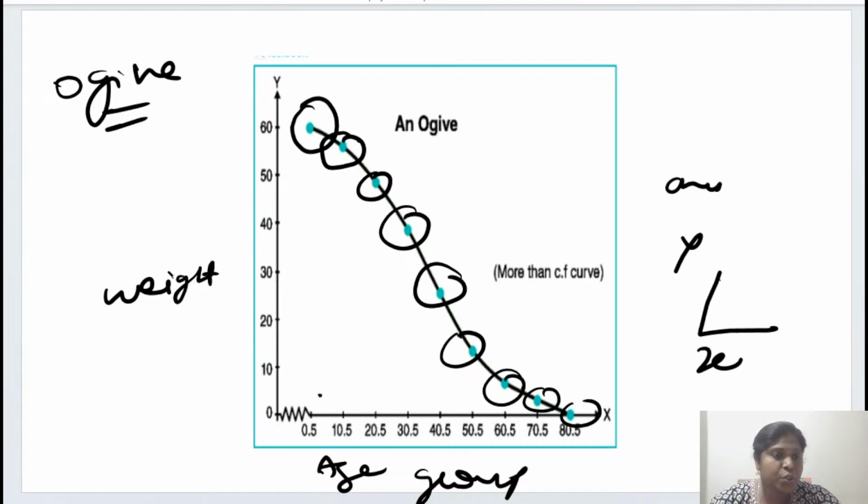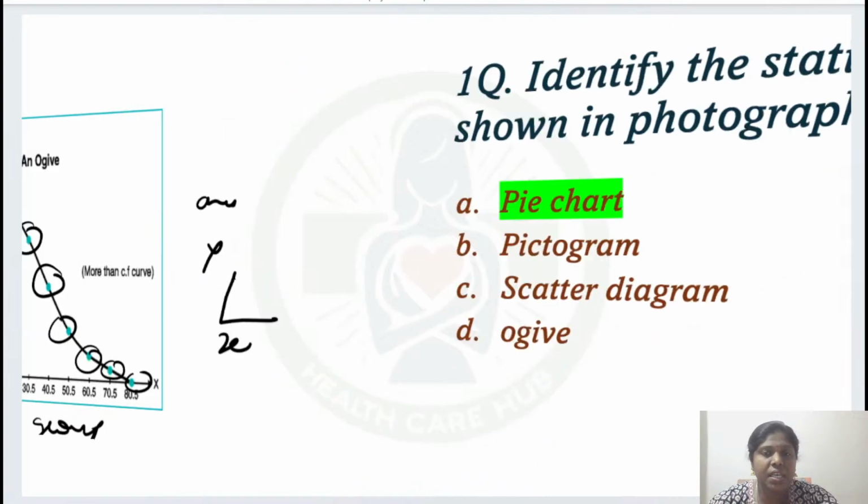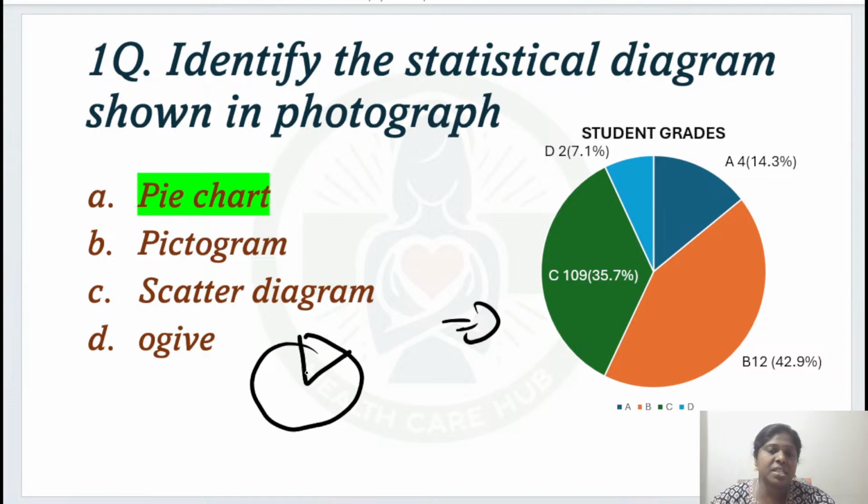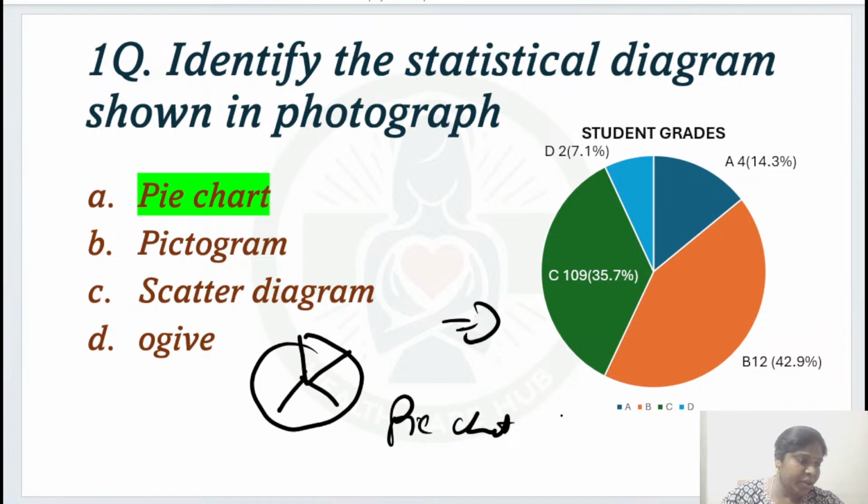Clear? So the answer to the first question is pie chart. The diagram is given in circular form with percentages, and this is called a pie chart. Okay, Ravi, good evening. Who is this Titiyam? Please let me know your name so that I can call you by name.